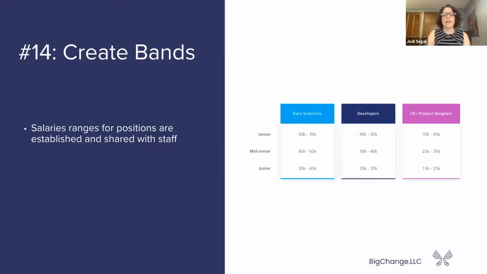Creating salary bands. The more clarity you can provide in compensation, the better. This will both minimize the possibility of disparate treatment of employees based on race, ethnicity, gender, or other irrelevant criteria, but also shows staff their potential path to increased compensation.